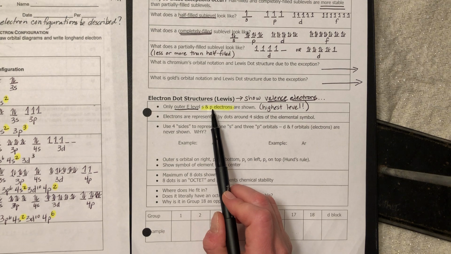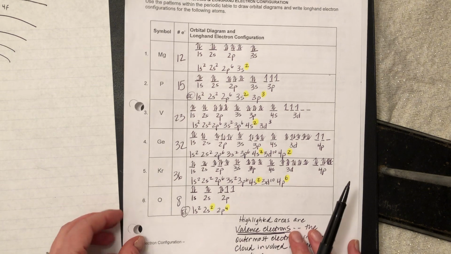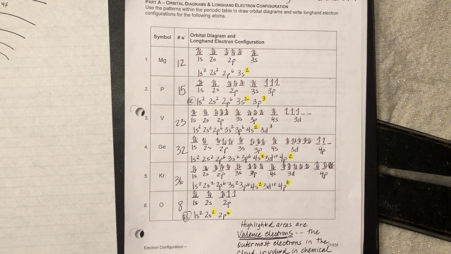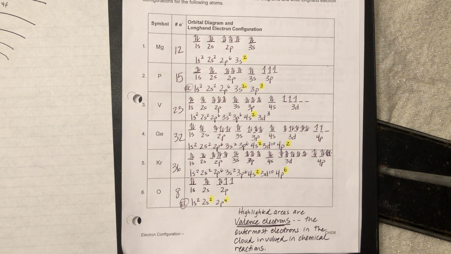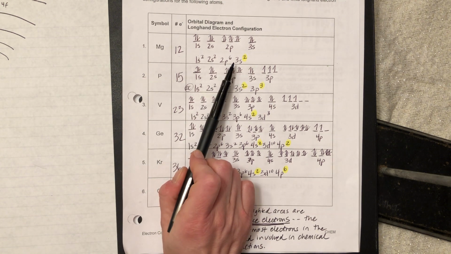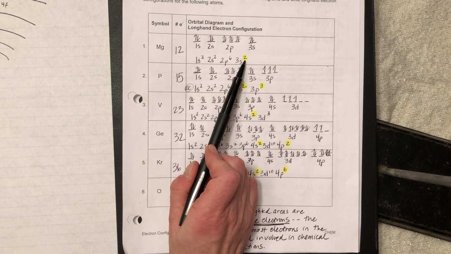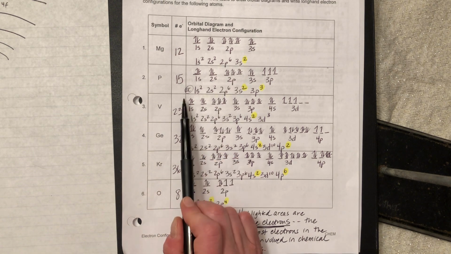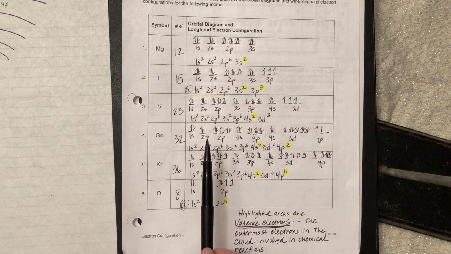So if you go back to page 77, you'll see that on my paper I have highlighted all of the highest energy level S and P electrons. Looking at the magnesium example, the third energy level is higher than 2 and 1, so I highlighted the S electrons there. There are 2 electrons, so magnesium has 2 valence electrons. Phosphorus, highest energy level is 3, so there's 2 in the S, 3 in the P.